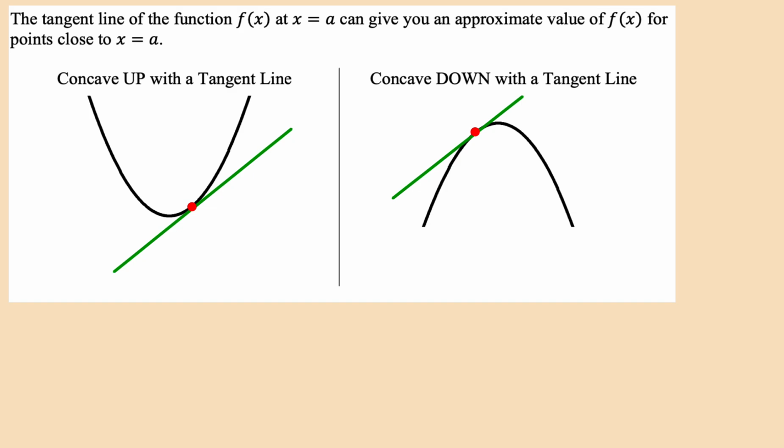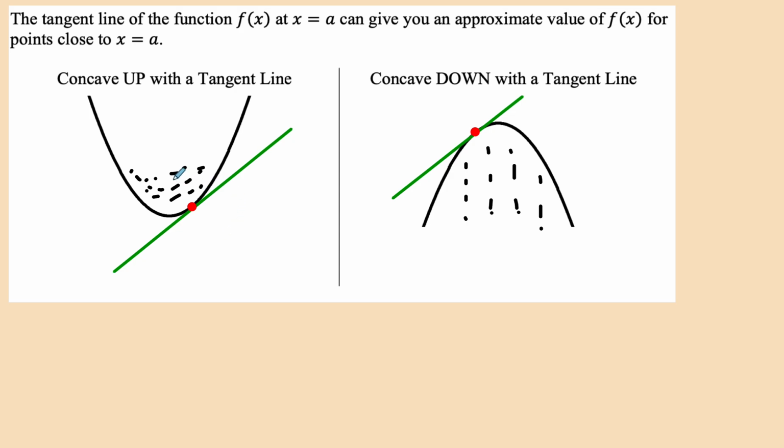All right, let's take a look at this curve. This curve is called concave up. Think of concave up as something that can hold water. Concave down, think of something that spills water. All right, so that's how I'm going to explain concave up and concave down.